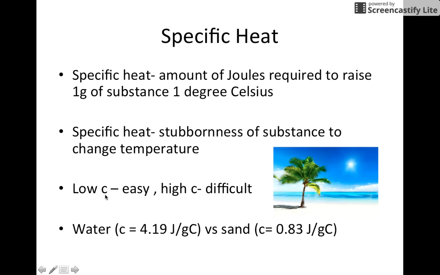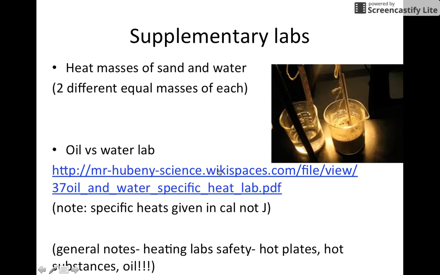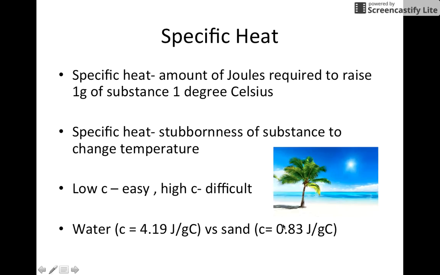If it has a low specific heat, it's easy. If it has a high specific heat, it's hard. This variable C means specific heat. You can look that up on the MCAS formula sheet. Get familiar with that. It's difficult. So you can compare the specific heat of water versus sand, and then talk about how when you go to a beach and walk on the sand, it burns your feet versus the water. Just get them thinking about that.